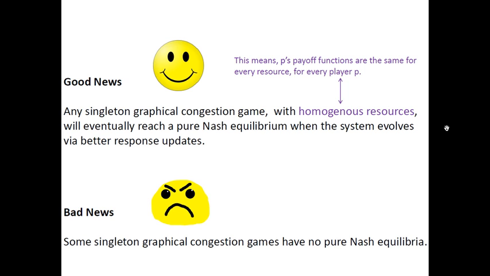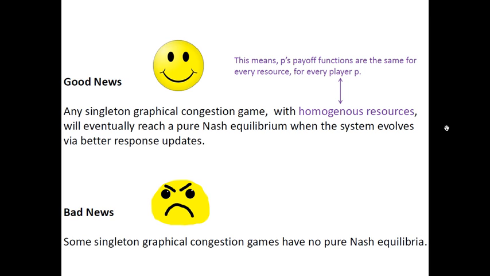In particular, one of the important results is that when the resources are homogeneous, in other words, when the payoff function is not dependent on the resource, when all the resources look the same essentially, these kind of systems always have pure Nash equilibria. And even better, the systems can always reach these Nash equilibria in polynomial time if you just let the systems evolve via asynchronous better response updates. So these systems with homogeneous resources have some nice properties. So that's the good news.